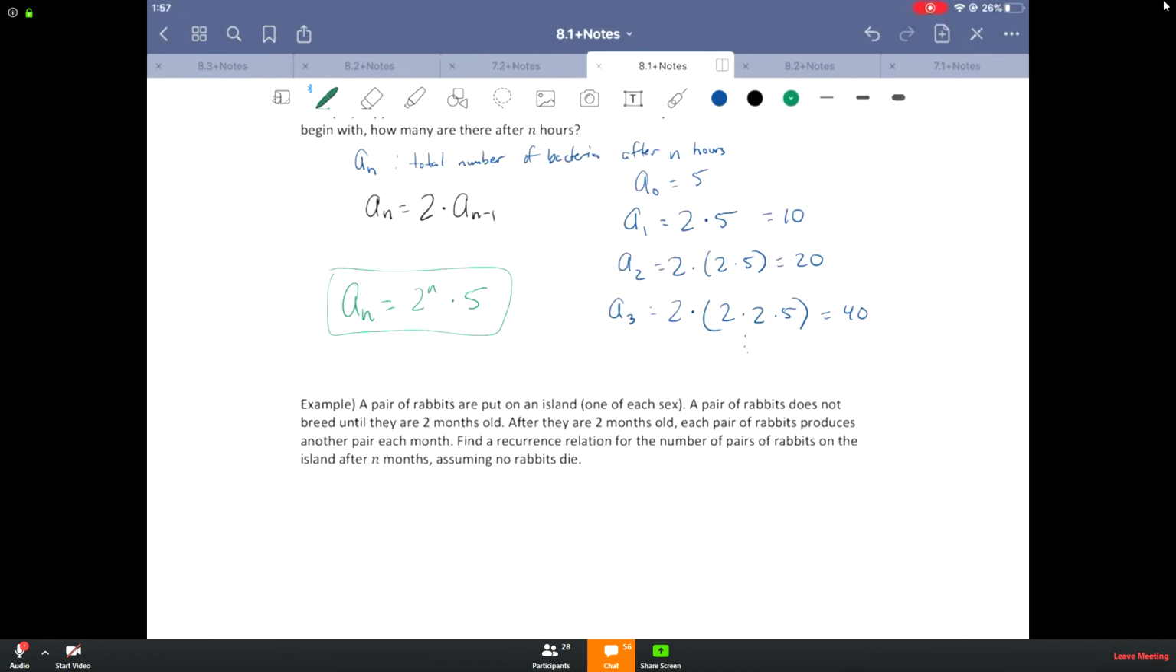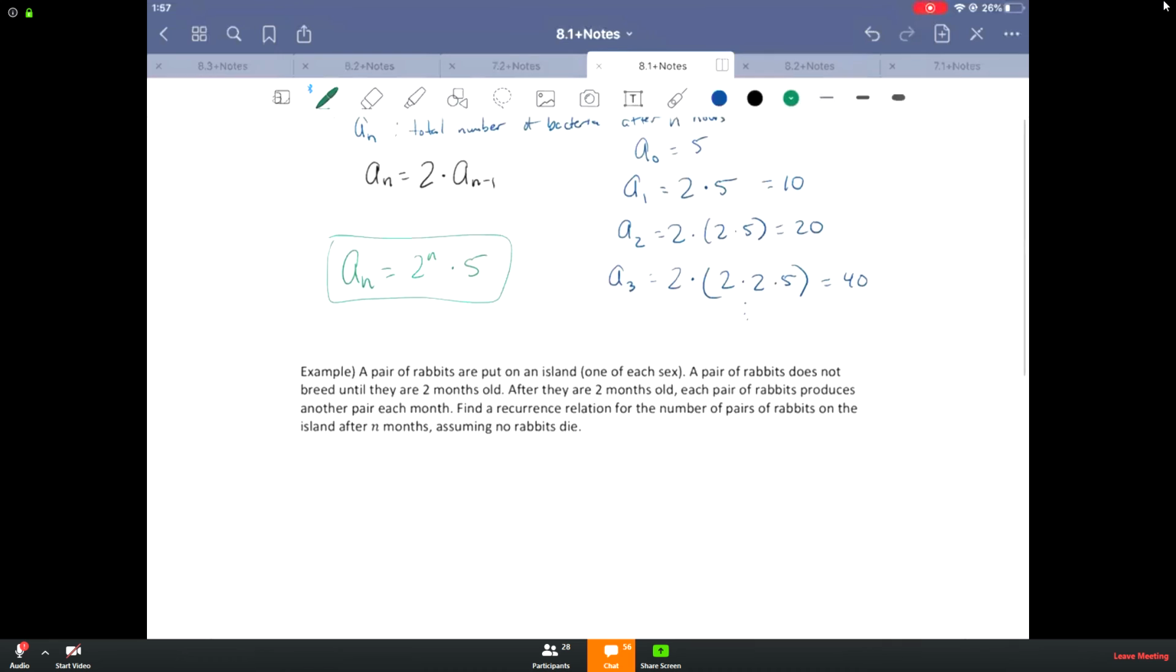All right, so the next one is this rabbit example. So this rabbit example is kind of popular. You'll see why. So a pair of rabbits are put on an island, one of each sex. A pair of rabbits does not breed until they are 2 months old. After they are 2 months old, each pair of rabbits produces another pair each month. Find a recurrence relation for the number of pairs of rabbits on the island after n months, assuming no rabbits die.